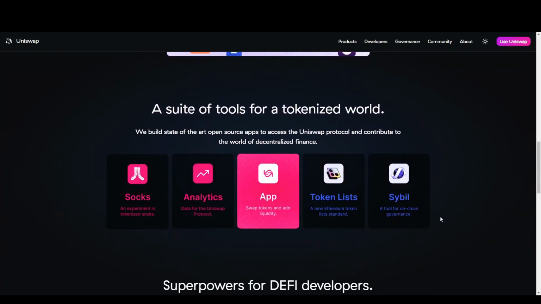So a few interesting things they've done before. They've created an experiment in tokenized stocks, which is very easy to do using the platform. It's a simple decentralized app pretty much. There's apps that can swap tokens and add liquidity. This is the main Uniswap interface, which I'll show you in a second.